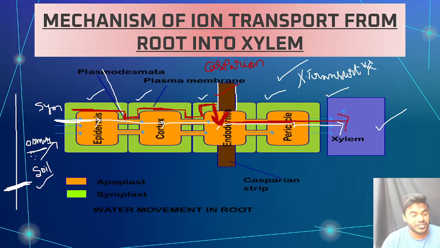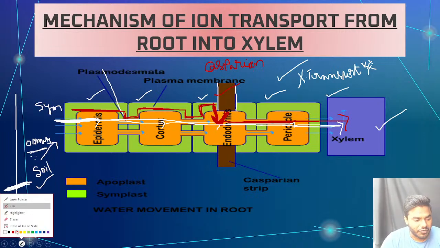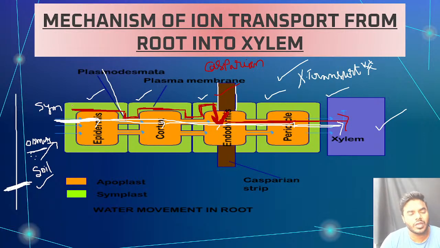Every student pay attention. Whatever water molecules followed the symplastic pathway, they can easily cross the epidermis, cortex, endodermis and pericycle, finally reaching the xylem with the help of plasmodesmata. But friends, whatever water molecules are following the apoplastic pathway, they can cross the epidermis, they can cross the cortex. But friends, when the water molecule reaches the endodermis, they can't move further. Why can't they move further?